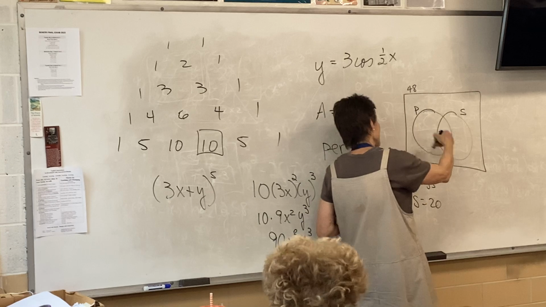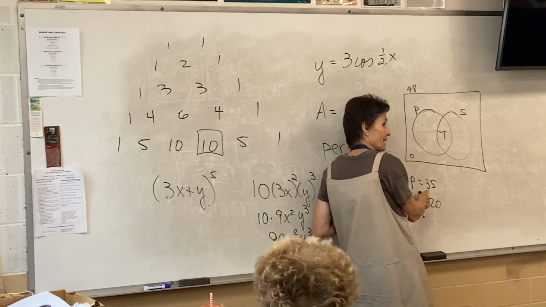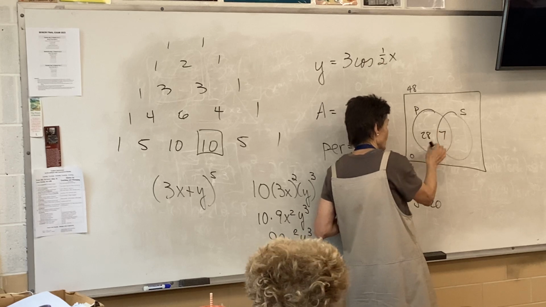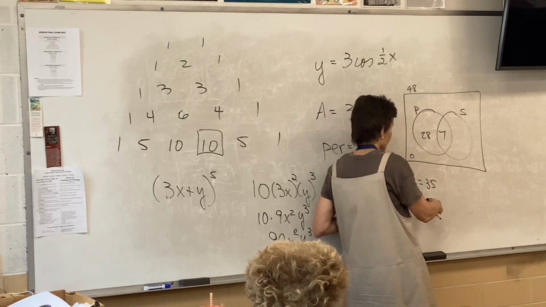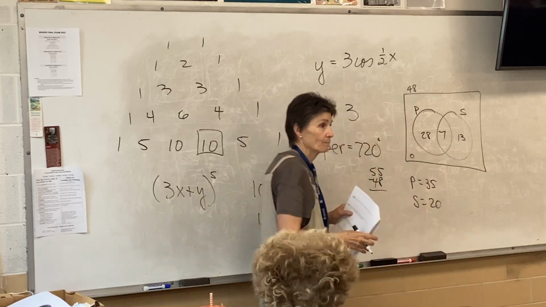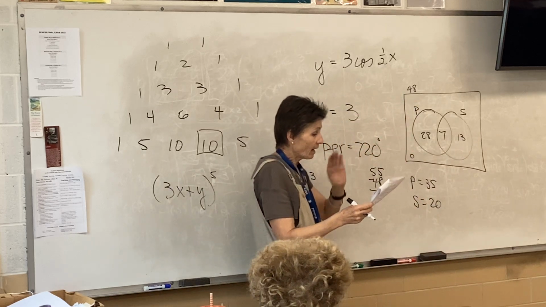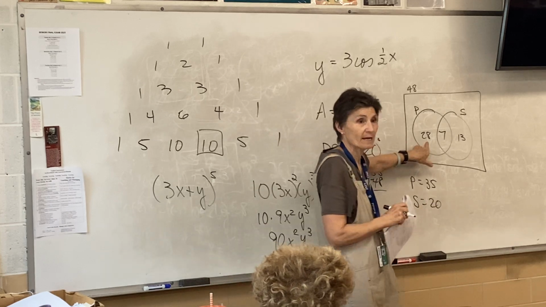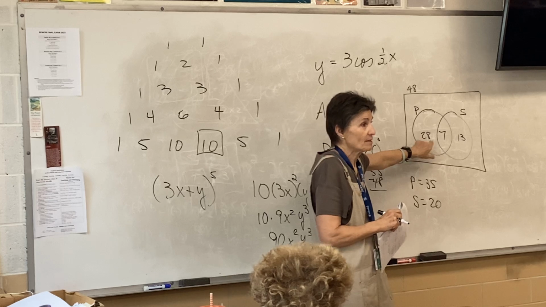If the whole P circle is 35, then there must be 28 over here. And if the whole S circle is 20, there must be 13 over here. Now, that's everybody. I just want to know how many like to only pray. So the answer is 28. These are the only prayers.